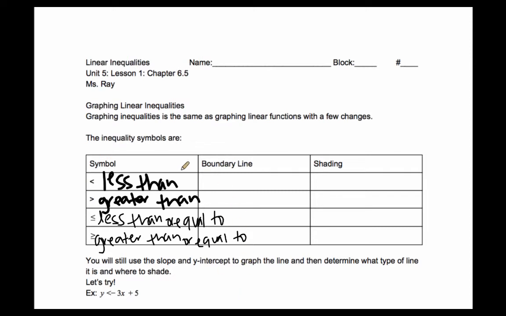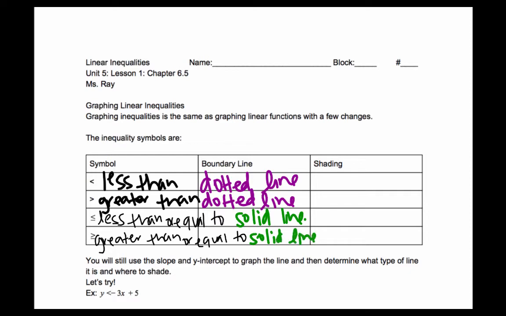All right, so what happens when we graph? Normally when we graph a function, we just draw a regular line. But in linear inequalities, the boundary line that we draw may look a little bit different. For less than and greater than, it is going to be a dotted line. So instead of drawing a normal solid line, you're going to draw a dotted line. And for less than or equal to or greater than or equal to, you're going to have a solid line, like you normally would. I'll show you what those look like in a little bit.